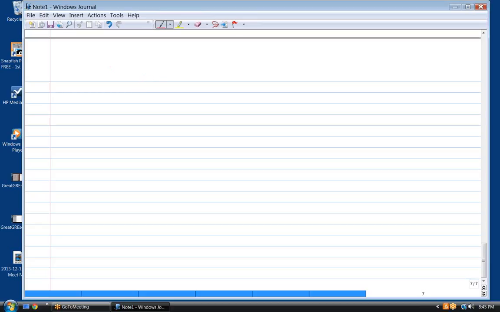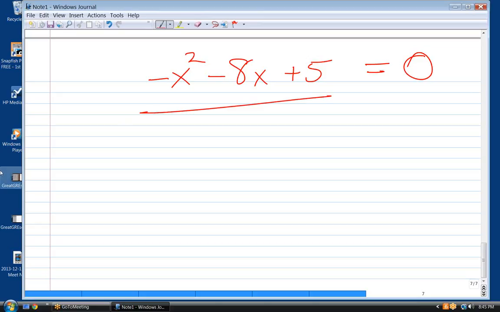Negative x squared minus 8x plus 5 equals 0. When we're completing the square to solve a quadratic, in other words, there's a couple of ways to solve that quadratic. We could try to factor it. We could put it into the quadratic formula. Both of those would solve it. But there's another way to solve it, and that's by completing the square.